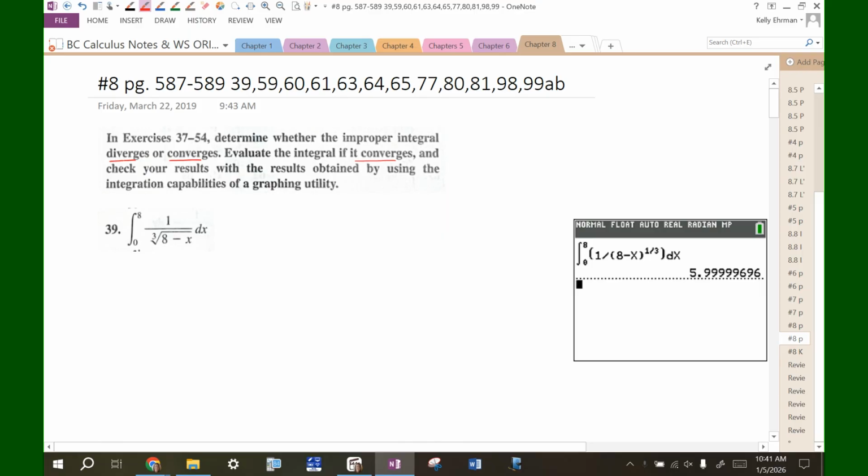So I've got a screenshot of a graphing calculator. You could type these into Desmos as well, which is what we will be using, but I really only did it with this first one.